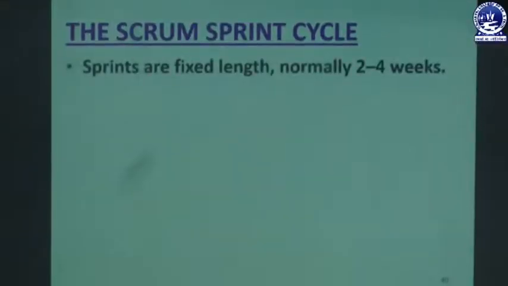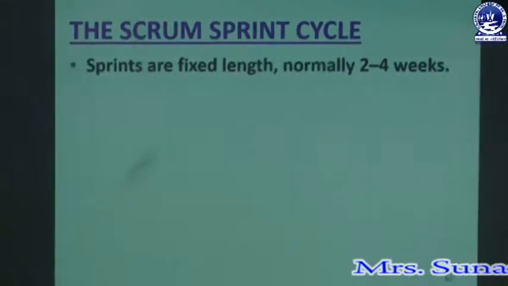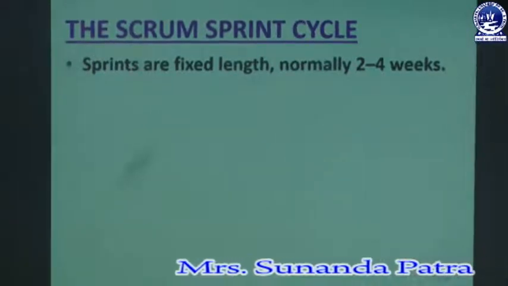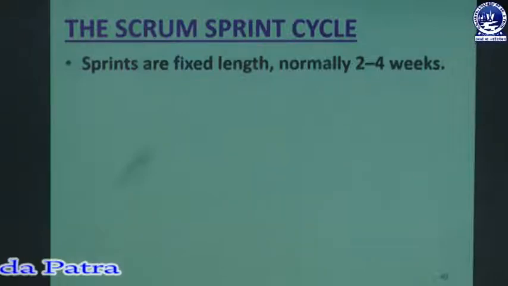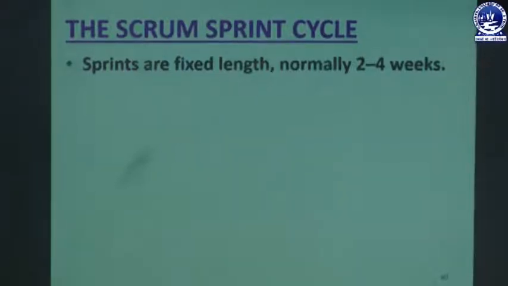Sprints are fixed length, normally 2 to 4 weeks. That means developing a version will take 2 to 4 weeks' time. We will take 2 to 4 weeks to develop and deploy that software version. That is a fixed length, and that development cycle is known as the sprint cycle.